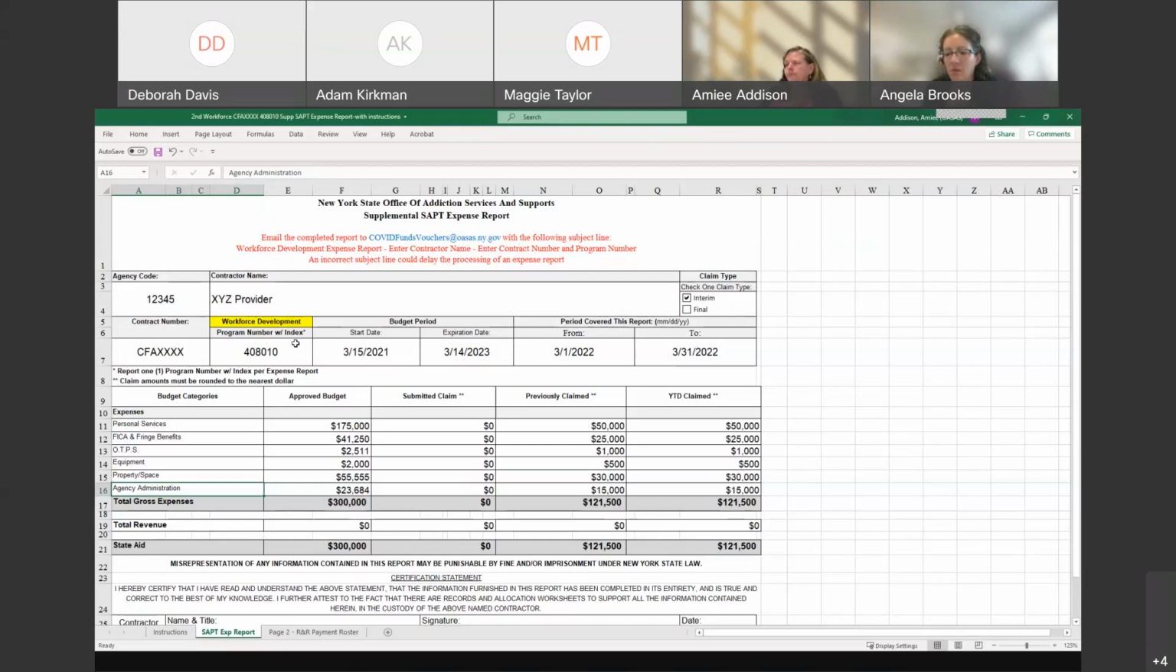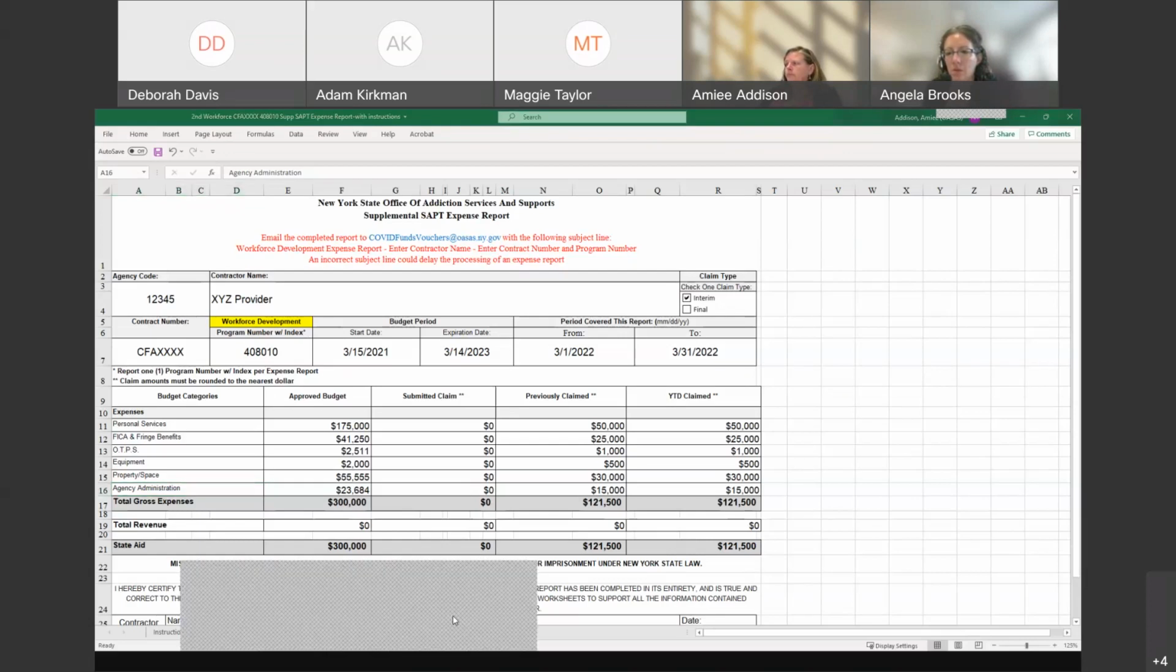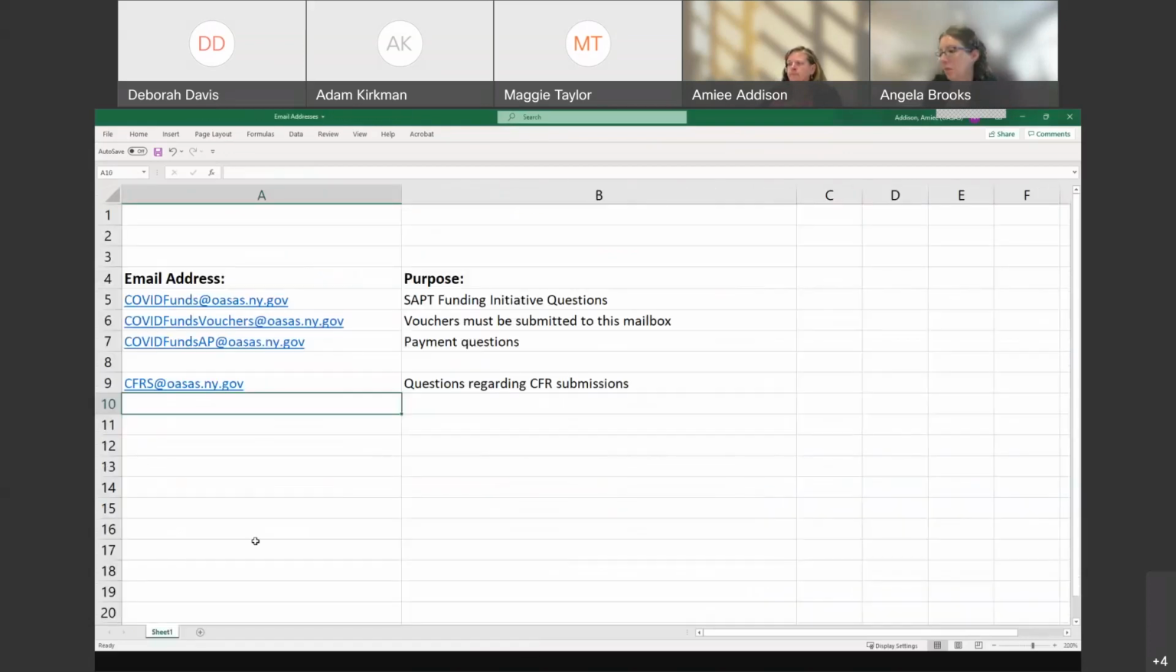And also, for more personalized questions, if there's something really specific, you can send your question to the COVID Funds AP mailbox, include your contract number, your provider number, and then your question. And we will certainly provide you a more personalized answer if there's something really specific. But these questions are great, I think, because they are really broad enough to affect everyone. Thanks, Angela, go ahead.